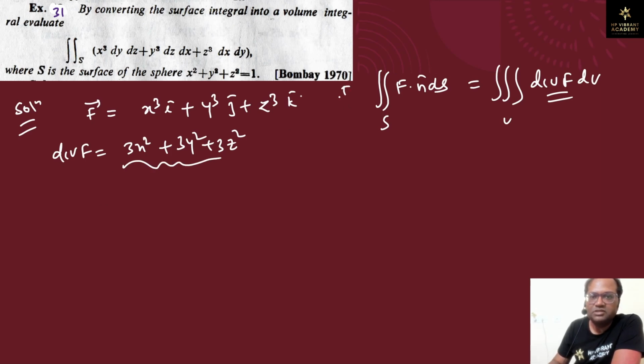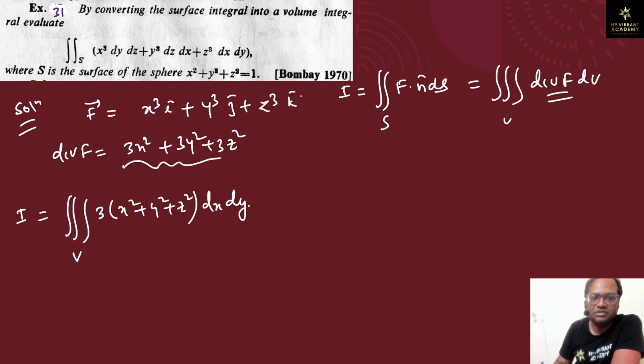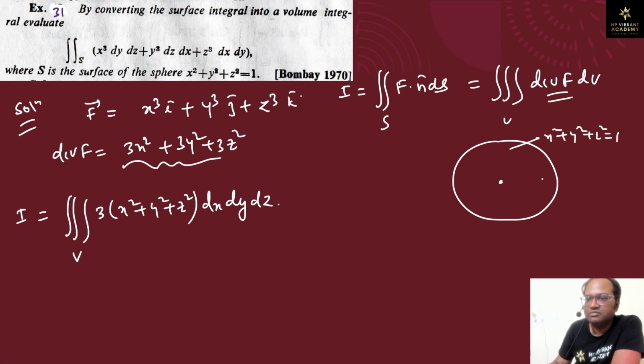So let us take this as I. The value of I is equal to the triple integral of 3 times x square plus y square plus z square, dx dy dz. dv we can write as dx dy dz. S is the surface of a sphere, that is x square plus y square plus z square is equal to 1. Let us take any point here. Any point we can represent as r, theta and phi. So r varies from 0 to 1.